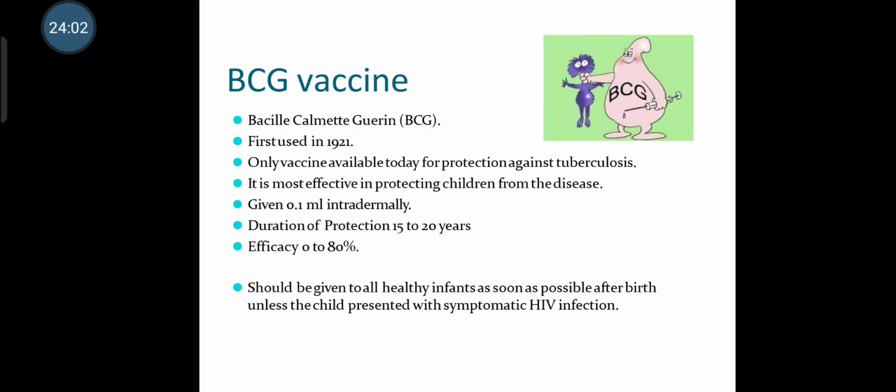So the BCG vaccine is named Bacille Calmette-Guérin, which stands for BCG. It was first used in 1920. It is the only vaccine available today for protection against tuberculosis. It is most effective in protecting children from the disease. It is given 0.1 ml intradermally, the duration of protection is 15 to 20 years, and efficacy is up to 80%, and it should be given to all healthy infants as soon as possible after birth unless the child presents with symptomatic HIV infection.